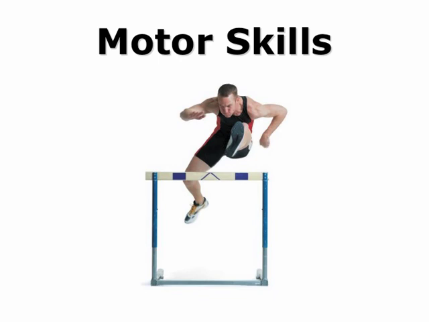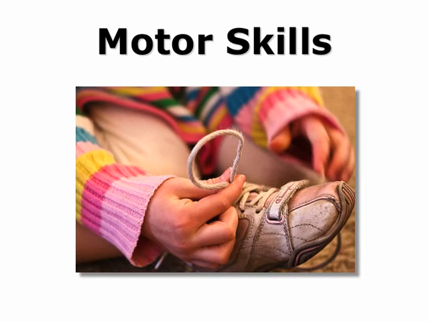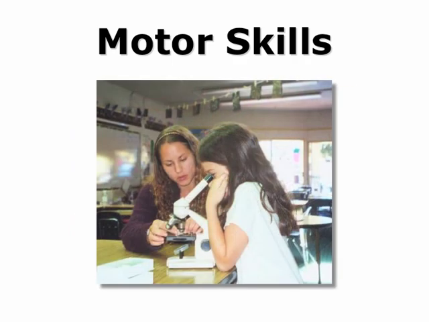Finally, we have motor skills, which represent physical activities that require movement and coordination of all or part of the body. And you have obvious motor skills like track and field skills, or more subtle motor skills like being able to tie your shoe or being able to use a microscope properly and effectively. That constitutes, again, a collection of physical activities that require movement in order to successfully accomplish those tasks.